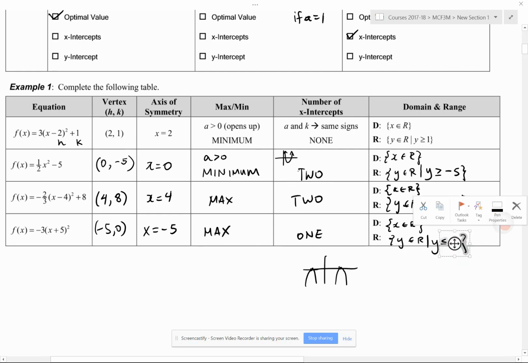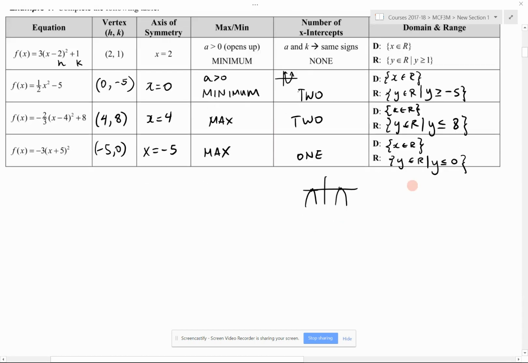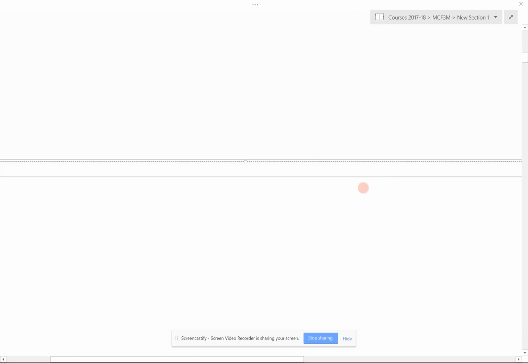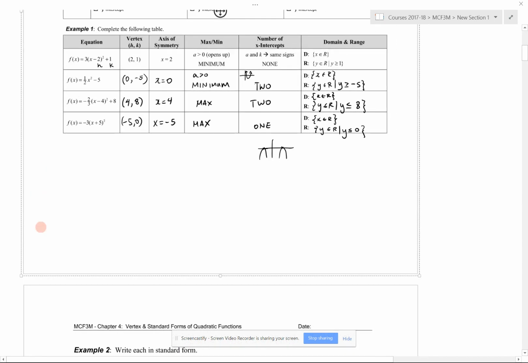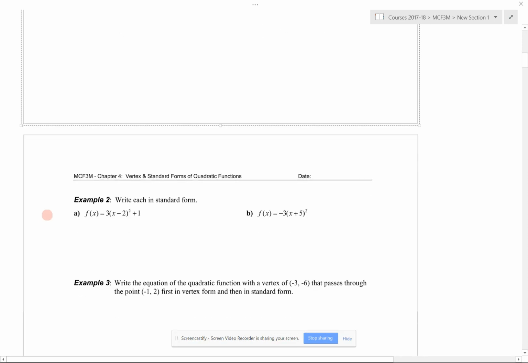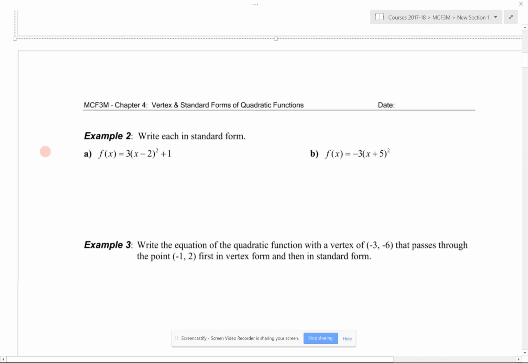Okay, so moving on, we have just reviewed some of the characteristics of some vertex form functions that you can find. Let's move on to some things that we need to know how to do.